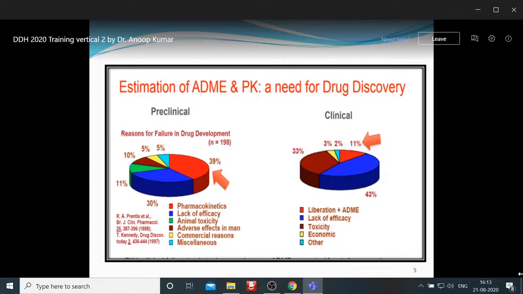So on the basis of those results, you can decide which molecules you have to take further or not, or whether you have to modify the structure of the molecules to make them more absorbable, or whatever problems you face. Accordingly, you can modify the structure of the molecules. So these are a couple of the reasons.